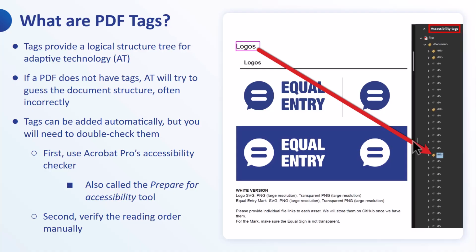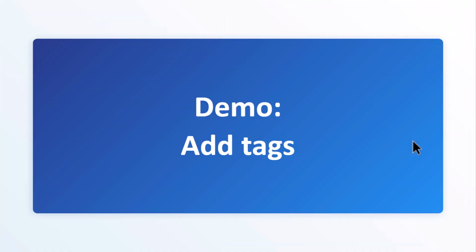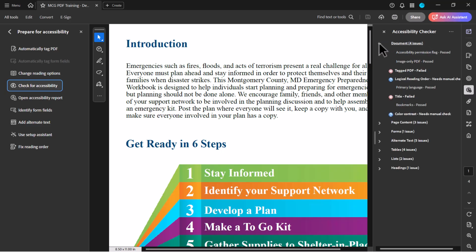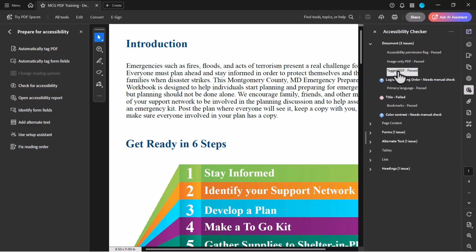But luckily for us, tags can be added automatically, which we're going to do in a moment, from that checker panel. The auto tag tool is not perfect, as you'll see later, but it's an excellent starting point. So let's go back to our document. I can see the checker results here, and I can expand the document accordion. And as you can see, the very first issue we have here is tagged PDF failed. So what I can do is select tagged PDF failed. I can open the context menu by right-clicking, and I'm going to select fix. And there you go. Just like that, the document has been tagged.